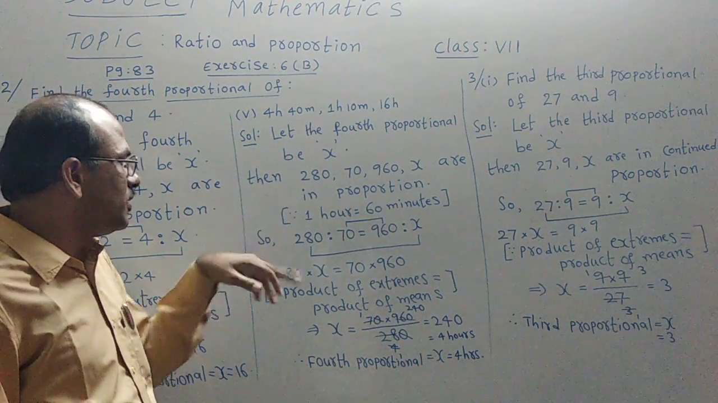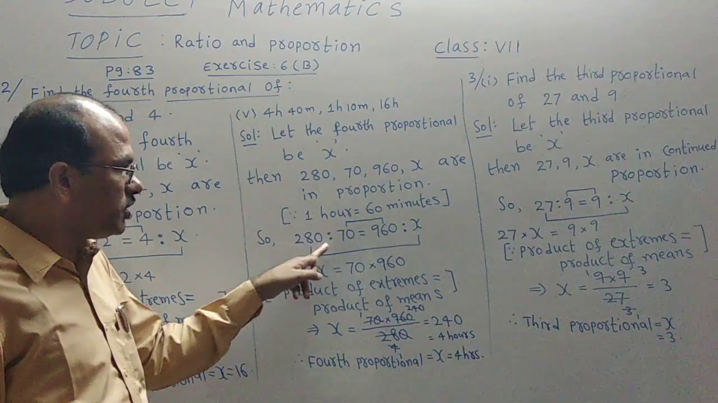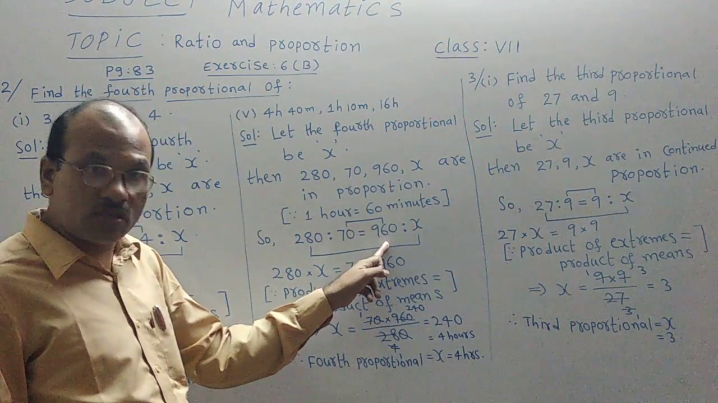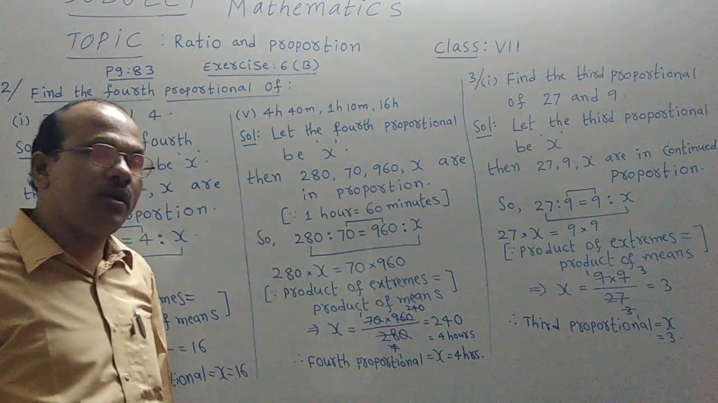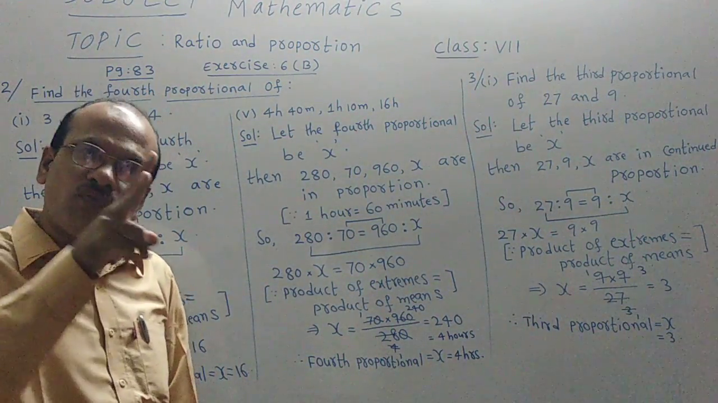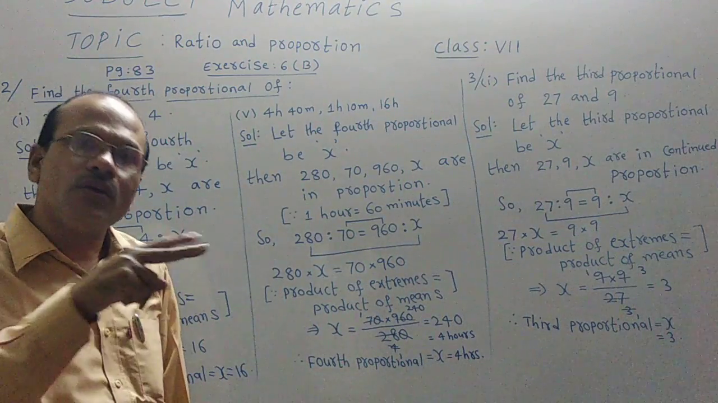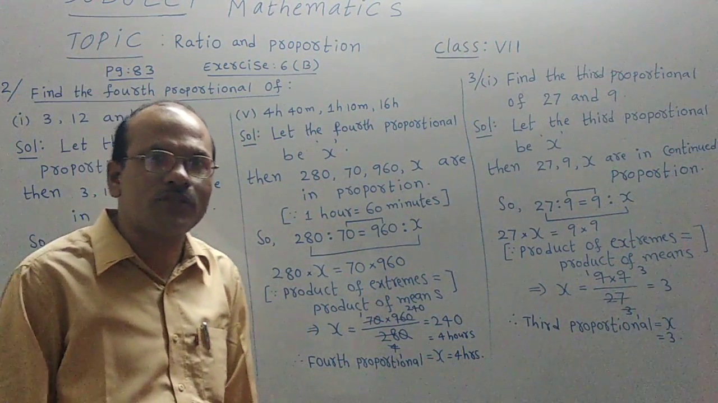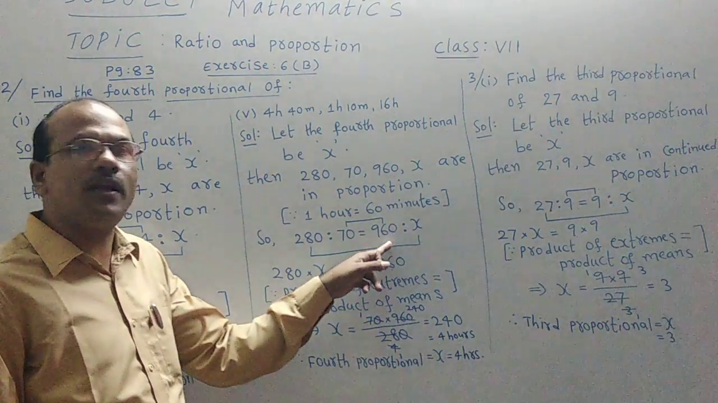Am I correct? So 280 is to 70 is equal to 960 is to x, because when 4 numbers are in proportion, the ratio of the first 2 quantities should be equal to the ratio of the last 2 quantities. Am I correct, students? That's why I have written this relation.